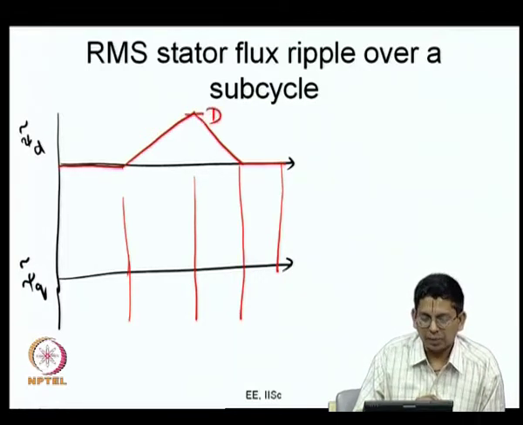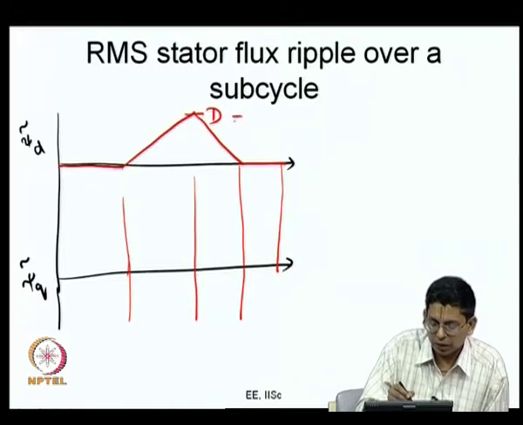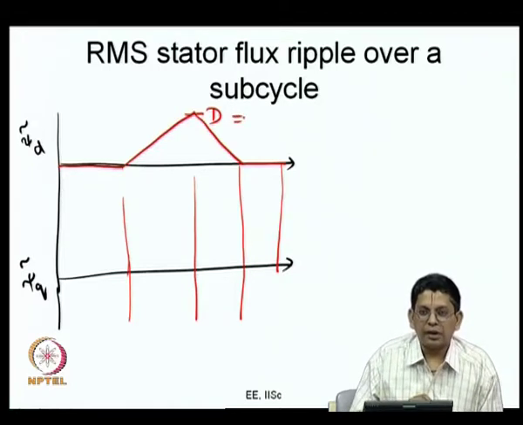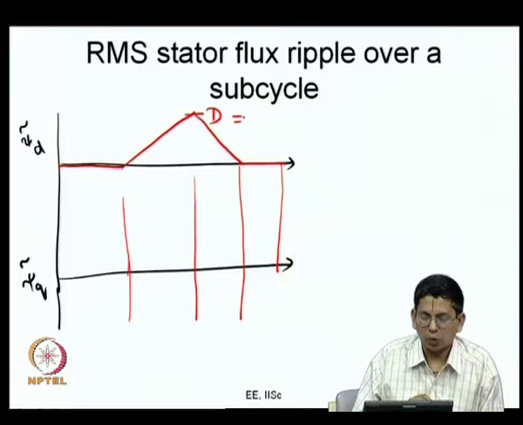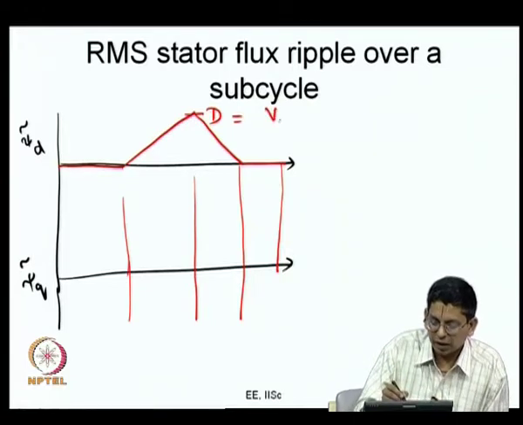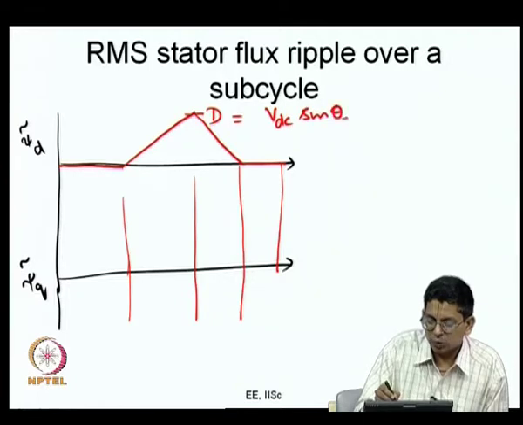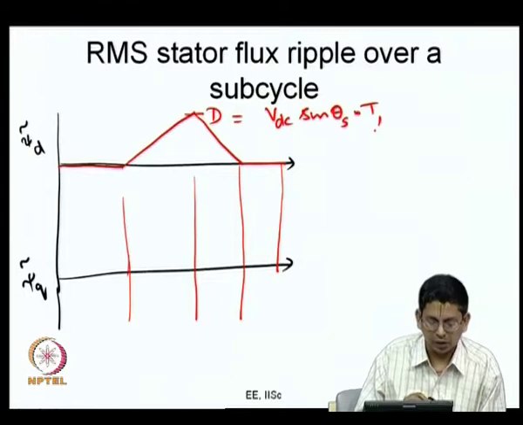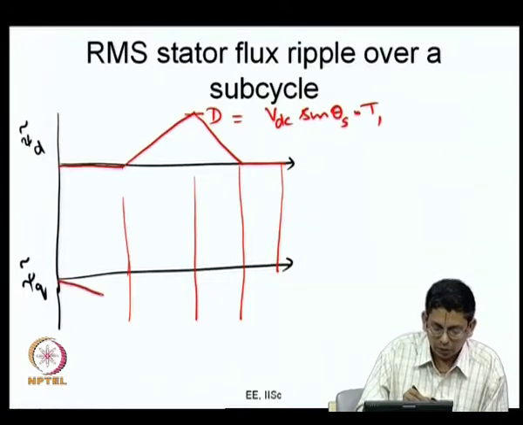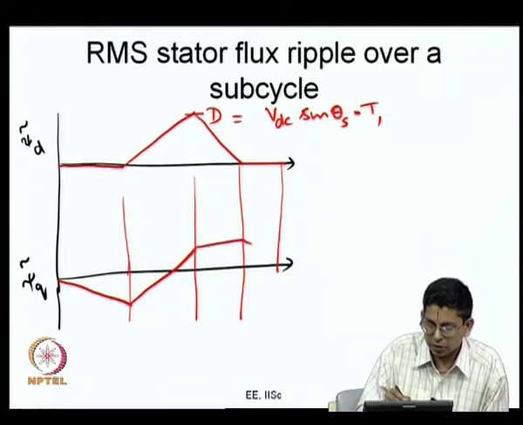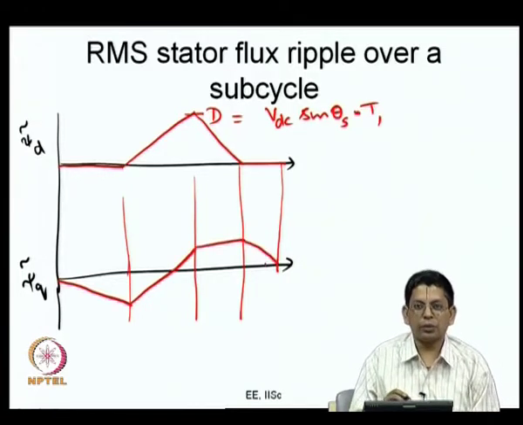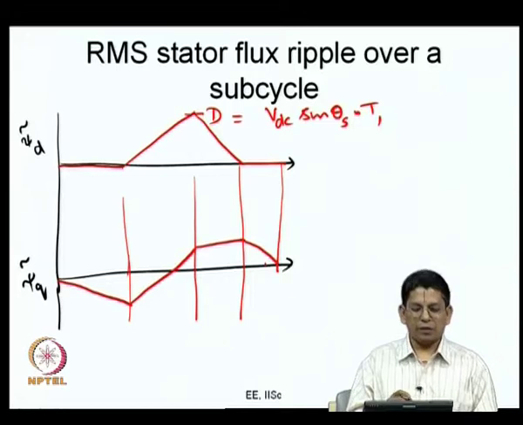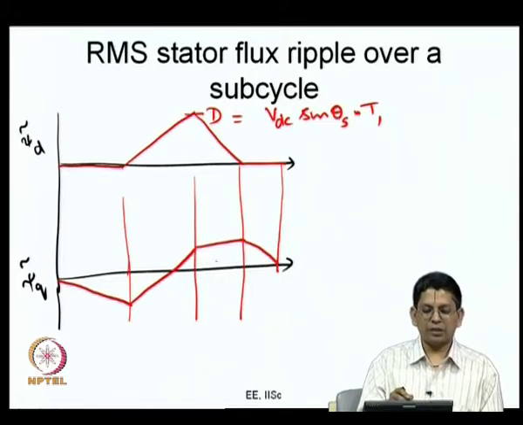And what is this capital D? This is actually the d axis error. What would be the d axis error? Something like VDC sine of theta s multiplied by T1, that is the d axis error now. So, if you take the q axis ripple, it is something like this. I am trying to reproduce that here, and we also found out the values at the various switching instants now.